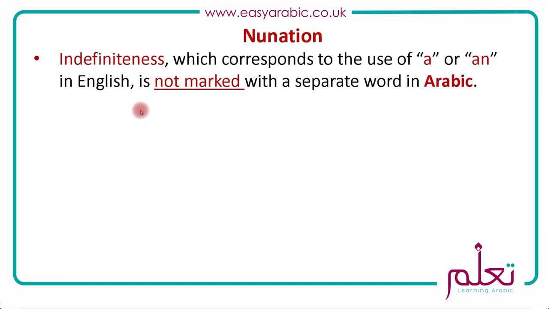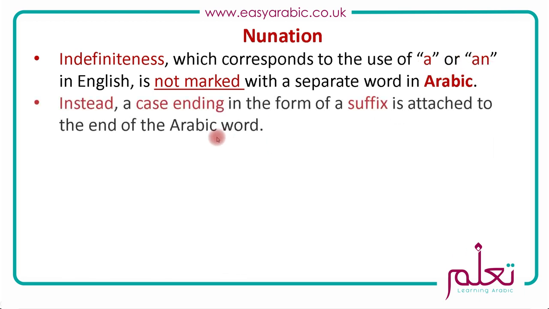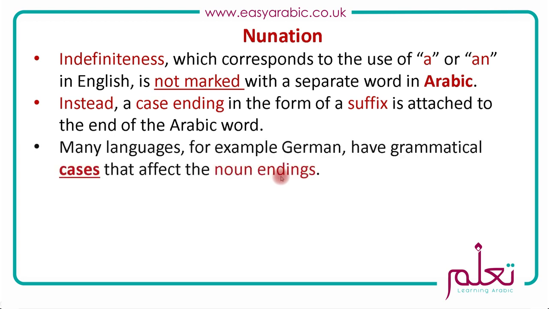Indefiniteness, which corresponds to the use of a or an in English, is not marked with a separate word in Arabic. When we say I want a cat or I want an object, in Arabic we don't have these. Instead, a case ending in the form of a suffix is attached to the end of the Arabic word. Many languages, for example German, have grammatical cases that affect the noun endings.